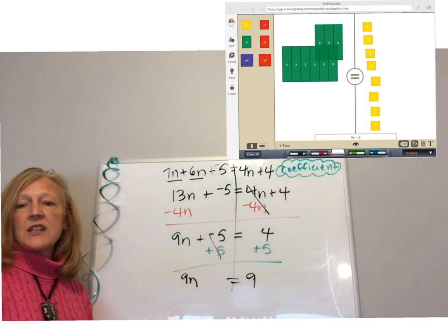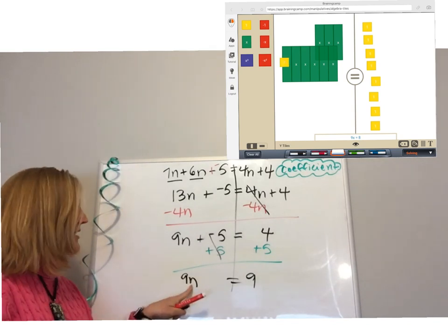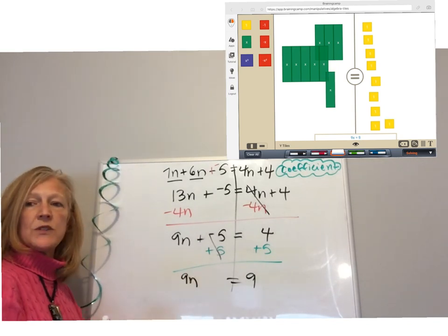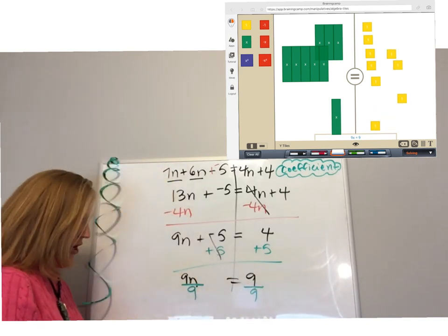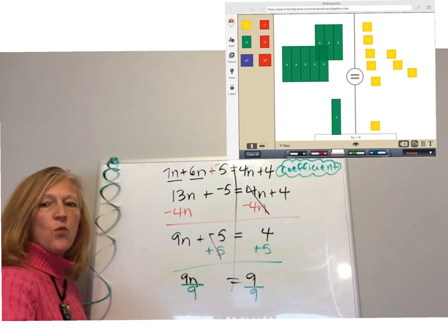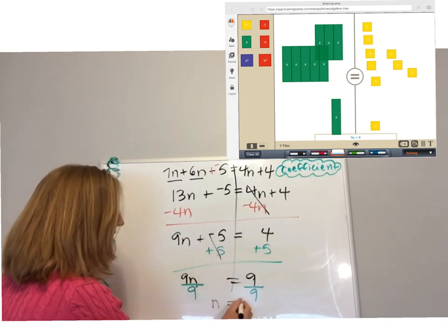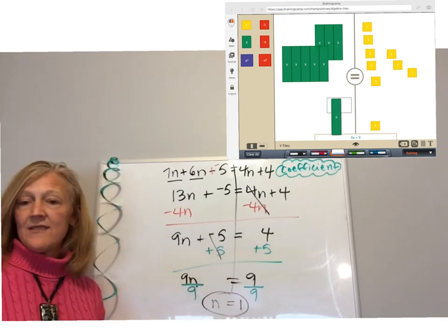And then our final step, we have to get the n by itself. So I'm going to divide this into 9 groups. You can think of your tiles. We divide this into 9 groups and this into 9 groups. So my final answer is going to be one of these n's is going to be equivalent to 1.